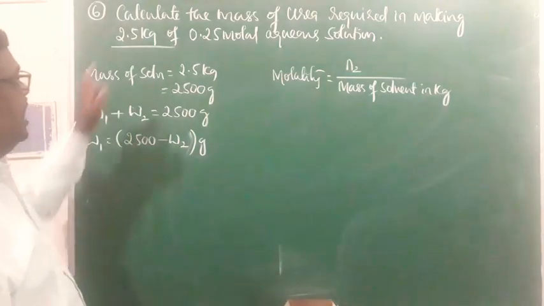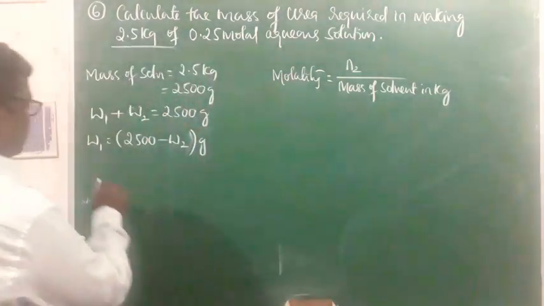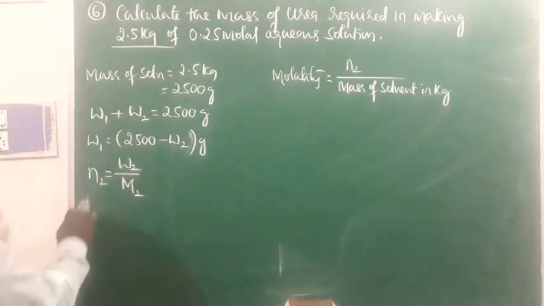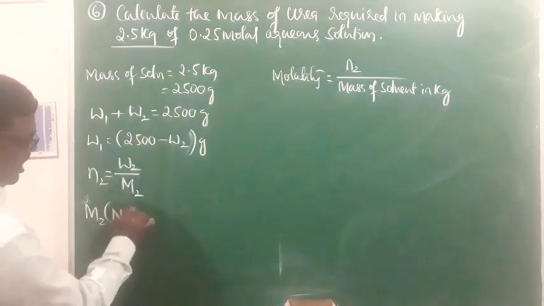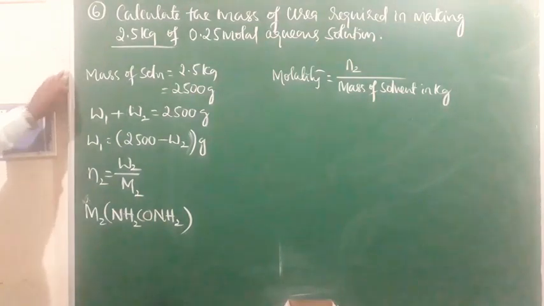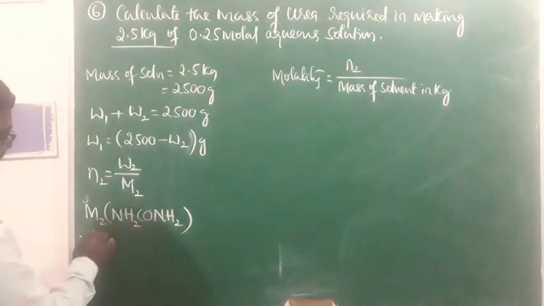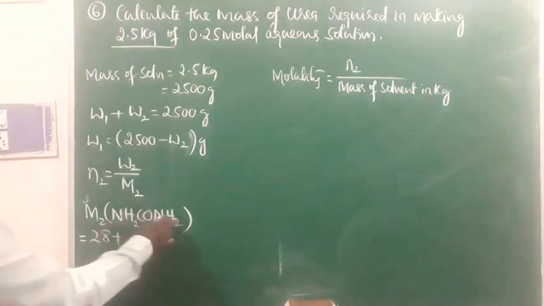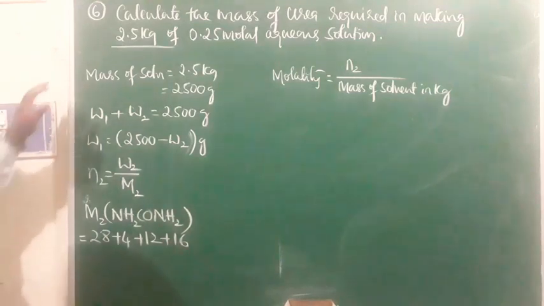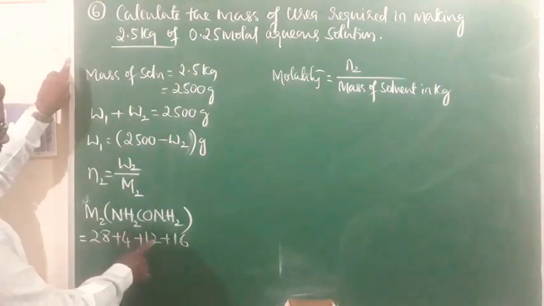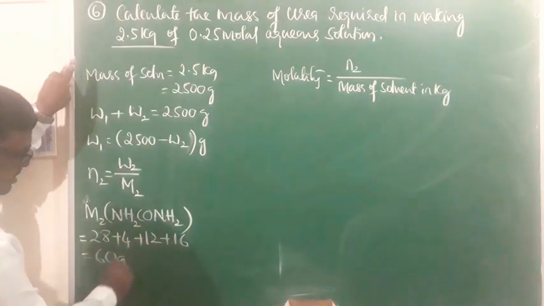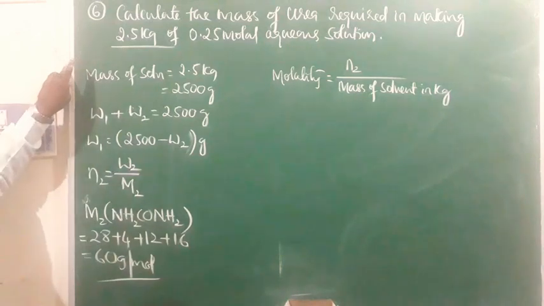Now they have given me the molality, 0.5 molal. That is, number of moles of solute, which is mass of solute divided by molecular mass of solute. What is the molecular mass of the solute? Urea, NH2CONH2. This is the formula of urea, right? What is the molecular mass here? Nitrogen is 28, hydrogen 4 gives 4, carbon 1 gives 12, oxygen 1 gives 16. Now look, 28 plus 12 is 40, 16 plus 4 is 20. Therefore it is 60 grams per mole. This is what we call the molar mass.